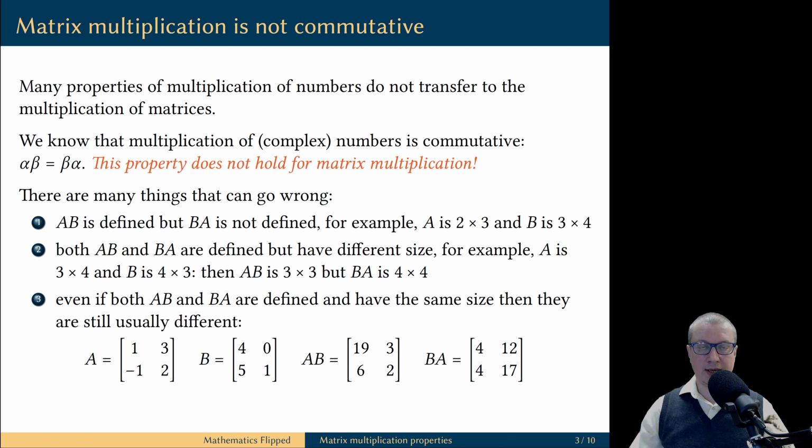This observation tells you that you have to be extremely careful with matrix multiplication. You cannot apply your old existing knowledge to this operation. You can only use those properties that we are going to formally prove.